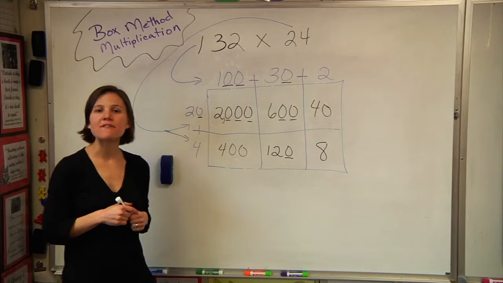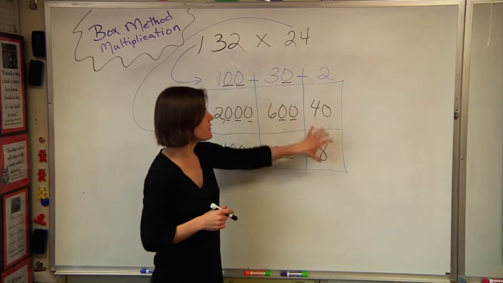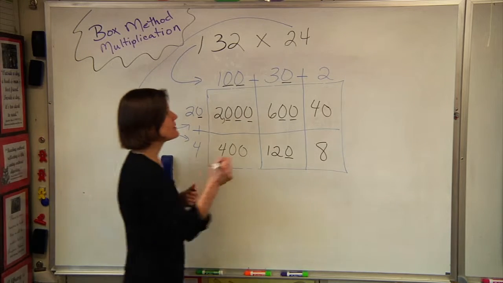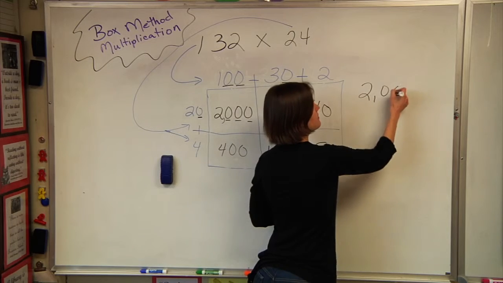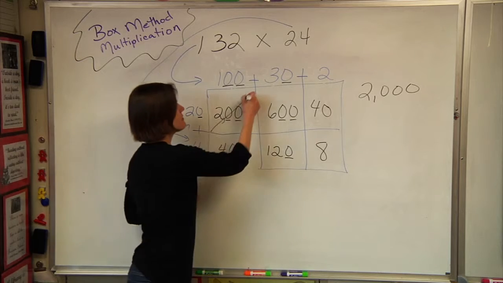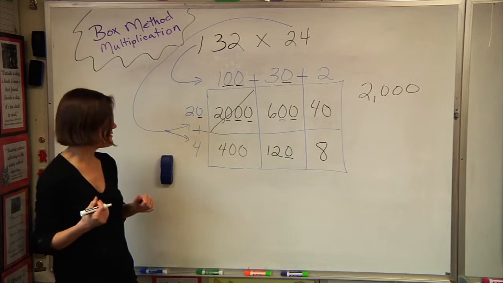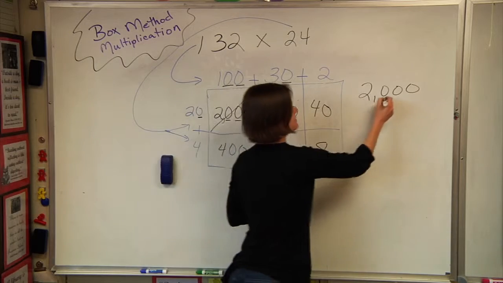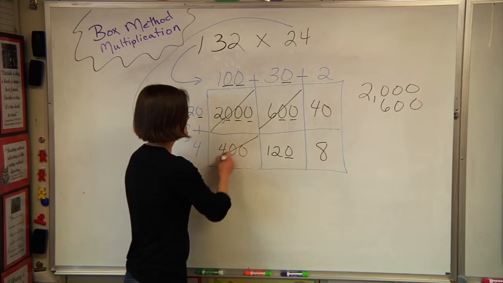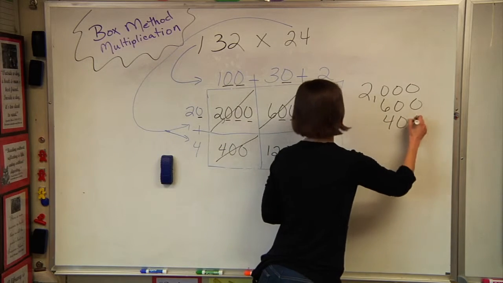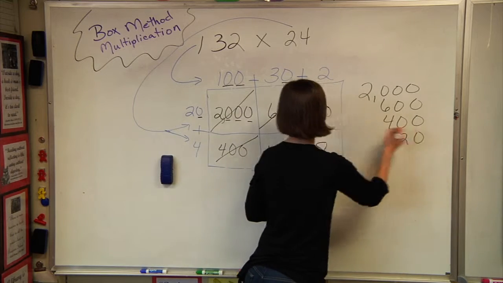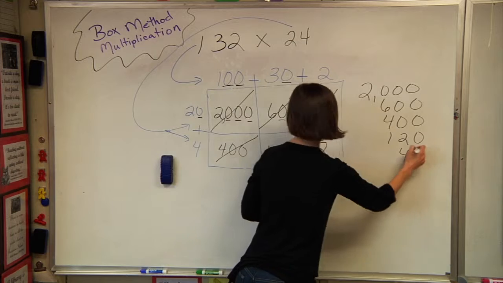Now to finish this up, we have to add all the smaller parts to figure out what our total product is. I always start with the largest one because that helps me line up my digits for adding. Once I write it down to add, I cross it off to let myself know that I've taken care of it. My next biggest number is 600. Cross that one off. 400 is the next biggest. After that, we've got 120. Then 40. Then 8.